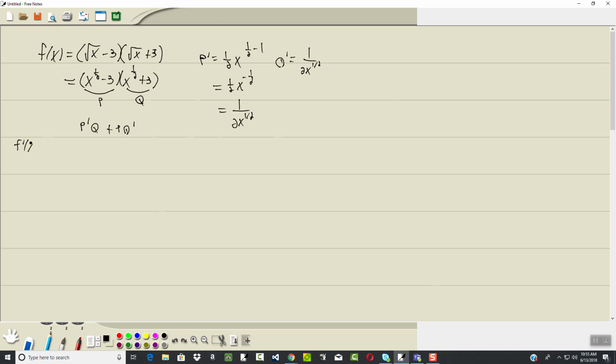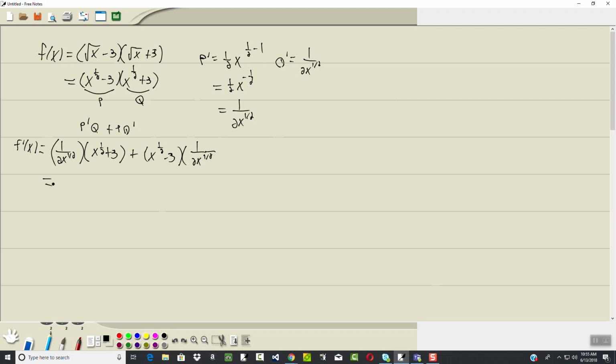So for our derivative, we're going to plug in p prime, which is 1 over 2x to the 1/2 times q, which is x to the 1/2 plus 3, plus p, which is x to the 1/2 minus 3, times q prime, which is 1 over 2x to the 1/2.